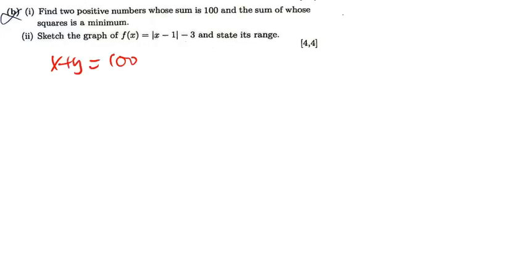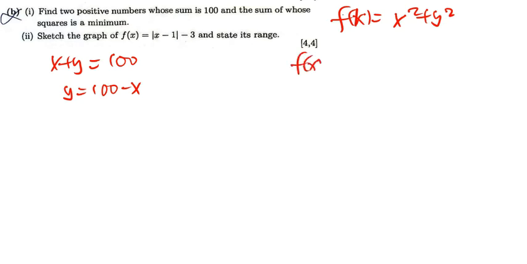But again they are saying that the sum of whose squares is minimum. So when we're talking about minimum, or maybe they use maximum, meaning we are interested in the function. It's more like a function now. So f of x is equal to x squared plus y squared. That's what they're trying to tell us. So for this one, we can make y the subject of the formula. So y will be equal to 100 minus x. In this function, where there is y, let's put 100 minus x, but it is squared.